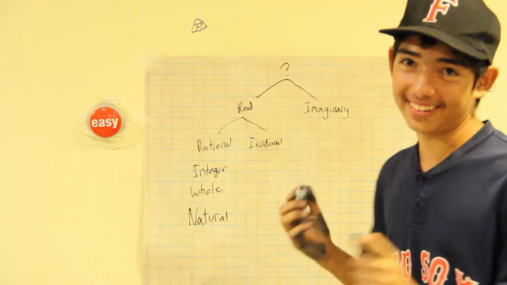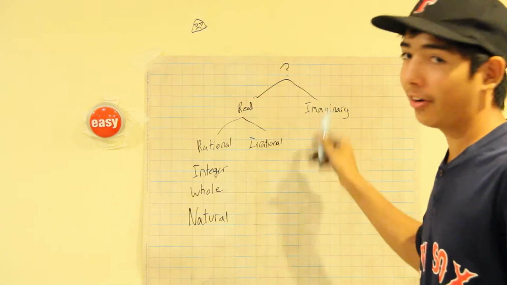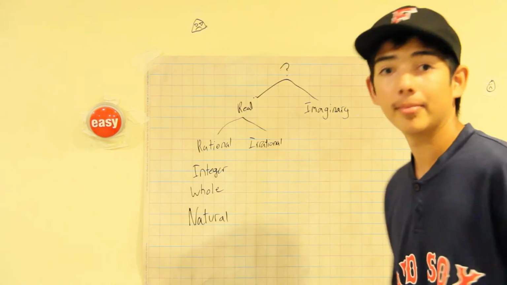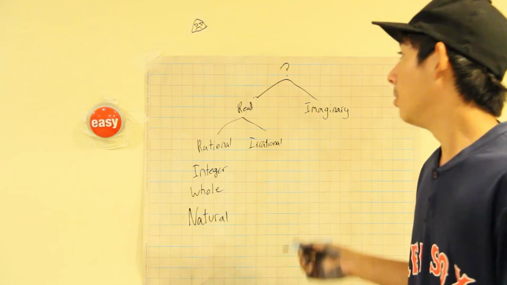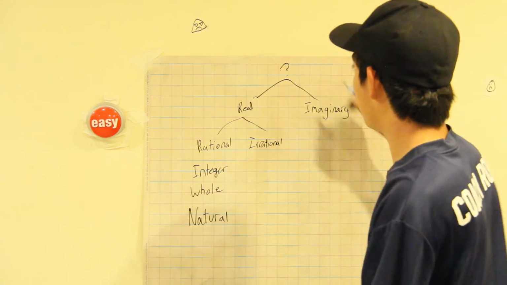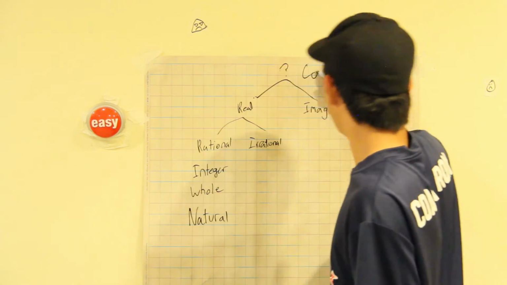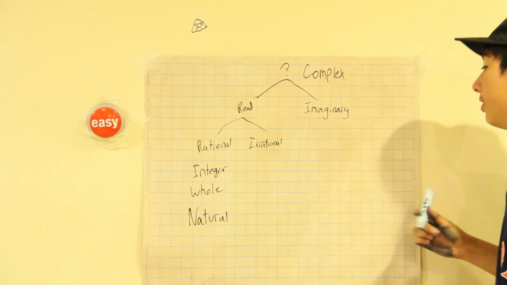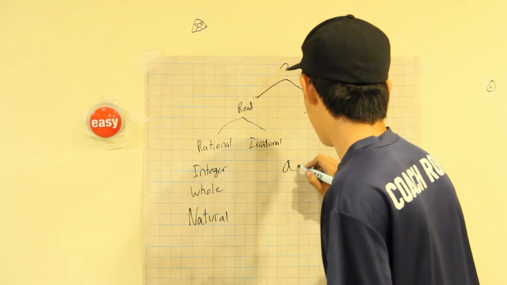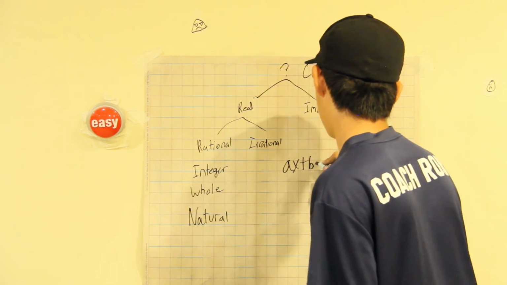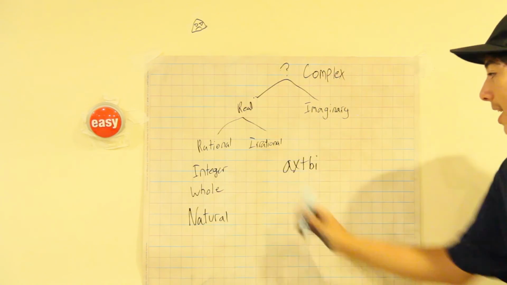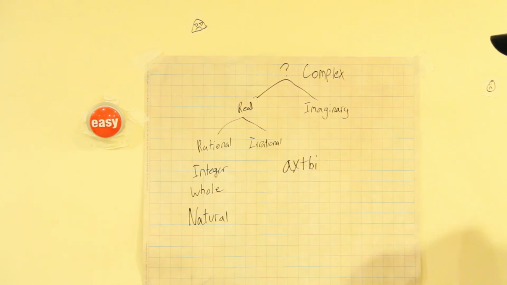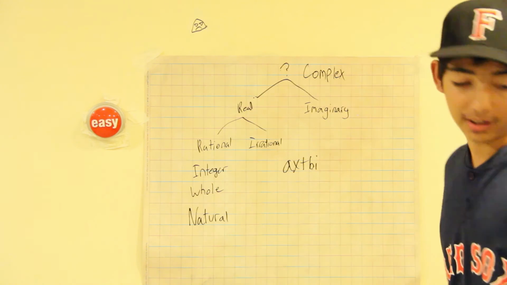Alright, to conclude this entire thing, what is above real and imaginary numbers? Well, you might have heard me say it at the beginning. We are looking at the complex number system. Both real and imaginary numbers are complex numbers. And complex numbers are numbers which can be written in the form ax plus bi, where a and b are real numbers, and obviously i would be an imaginary number.